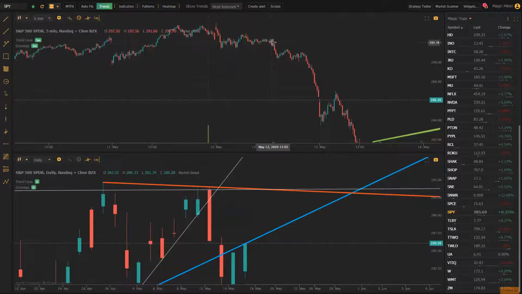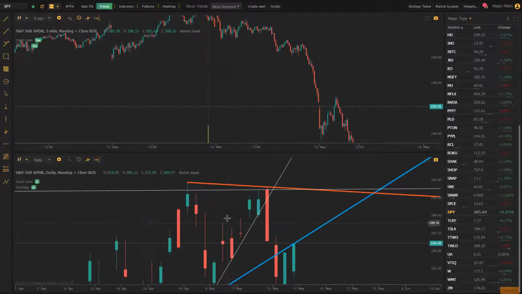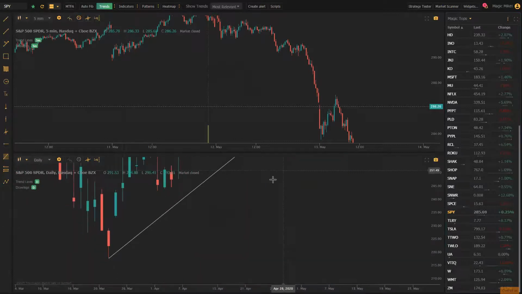But as you see, at roughly 1 o'clock, 1300 hours, we dropped in a massive way because we broke through that white line, that trend line I've drawn from the daily trend lines all the way from the lows of 218.